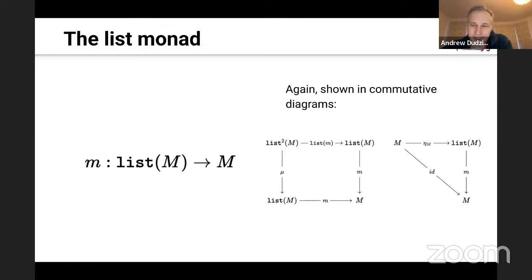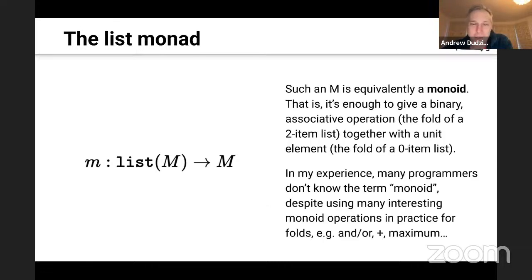Yes, monoid. List algebra is technically correct. But yeah, the conditions I just gave, they don't look at all like the axioms for monoids, but in fact, they're equivalent to the axioms for monoids. So what is a monoid? It's a binary and associative operation with a unit element. The binary operation, you get that from folding a 2-item list, and the unit element, you get that from folding a 0-item list.